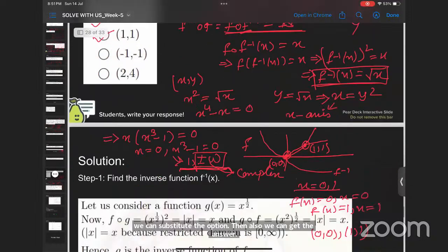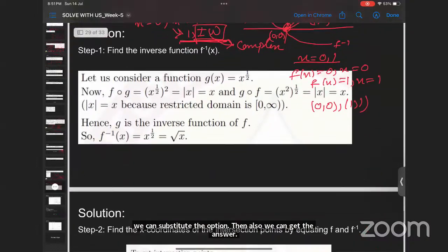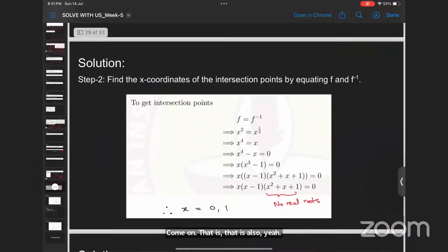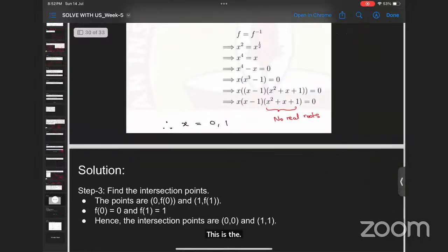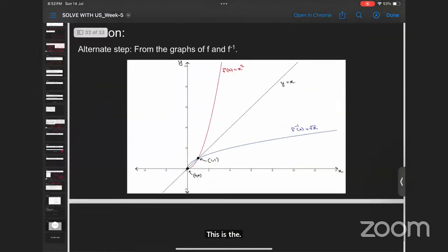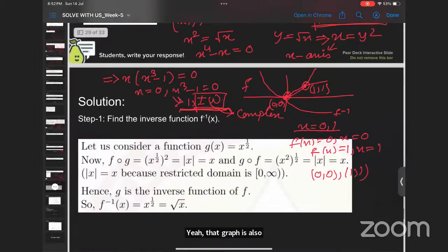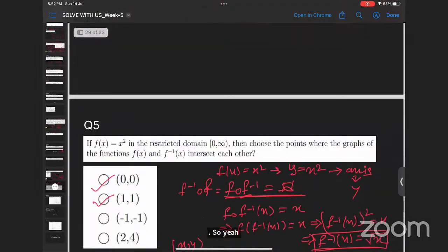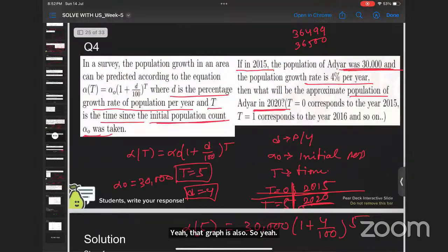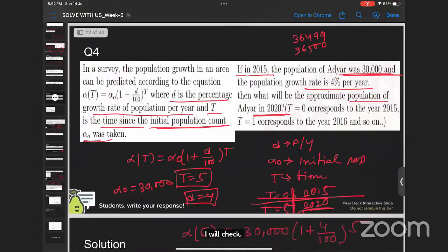So this is the solution given here. So yeah, the graph is also given here. So yeah, I will share. Now, any doubt regarding these 5 questions?